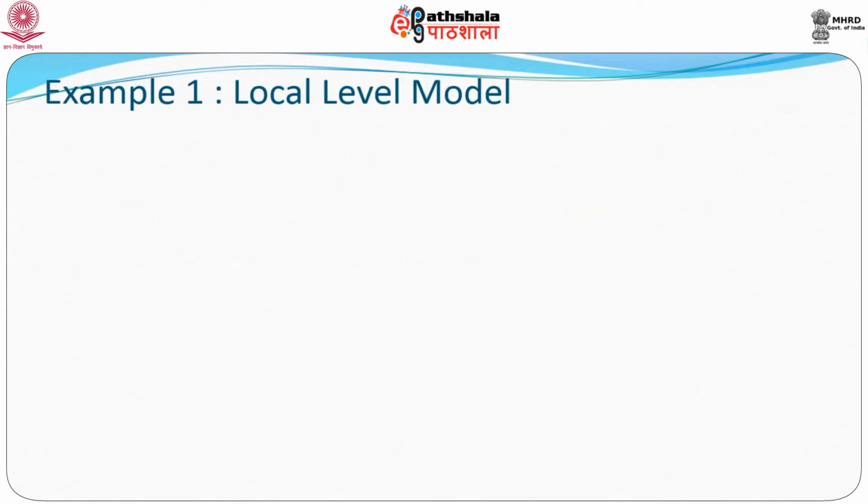Now, let us look at a few examples which can be put in the state space form. Let us look at first the simplest of the classical models, the local level model. This is a series with no trend or seasonality. So, in this case x t has no trend or seasonality, and this we have encountered when we did the exponential smoothing.